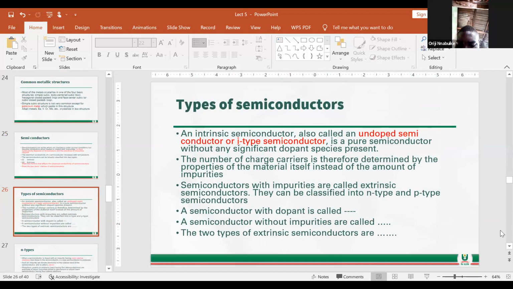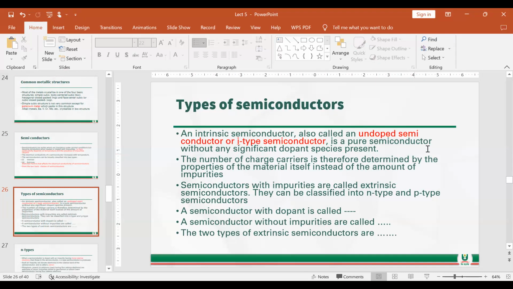Types of semiconductor. An intrinsic semiconductor, also called an undoped semiconductor or I-type semiconductor, is a pure semiconductor without any significant dopant species present. That is a pure semiconductor, no dopant present. It's called an intrinsic semiconductor.